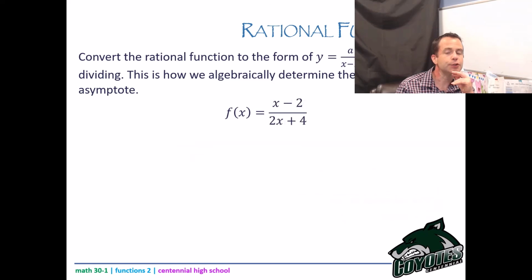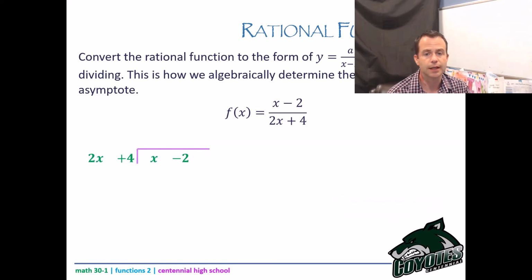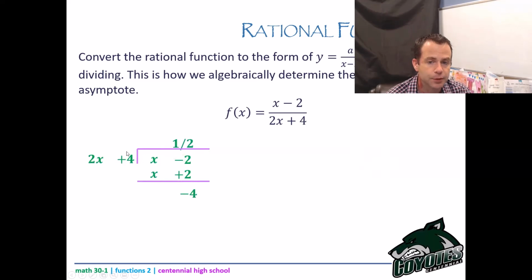All right, x minus 2 over 2x plus 4. Again, I'm just trying to get you comfortable with long dividing a polynomial. So 2x plus 4 goes on the outside, x minus 2 goes on the inside. What do I put up top so that when I multiply it by 2x, I end up with the x? I'm always trying to eliminate the left side, and I'm working my way left to right. So what do I put up top? I'm going to put a half, because a half times 2x would give me the x that I'm looking for. So a half times 2x is x, a half times 4 is 2.